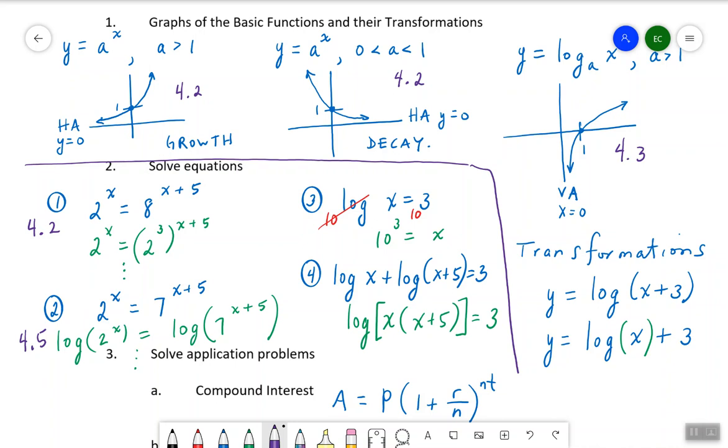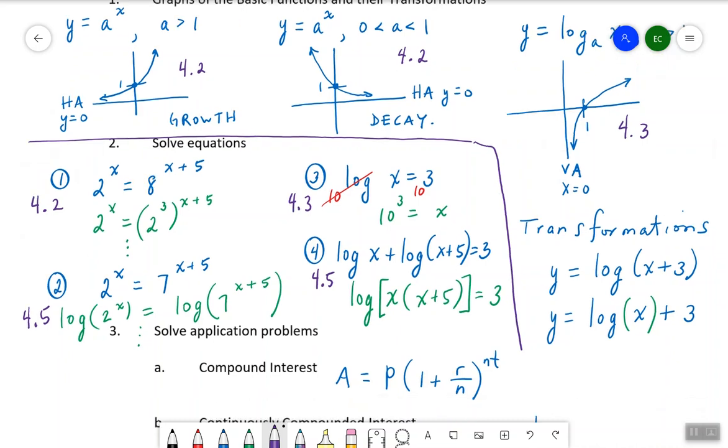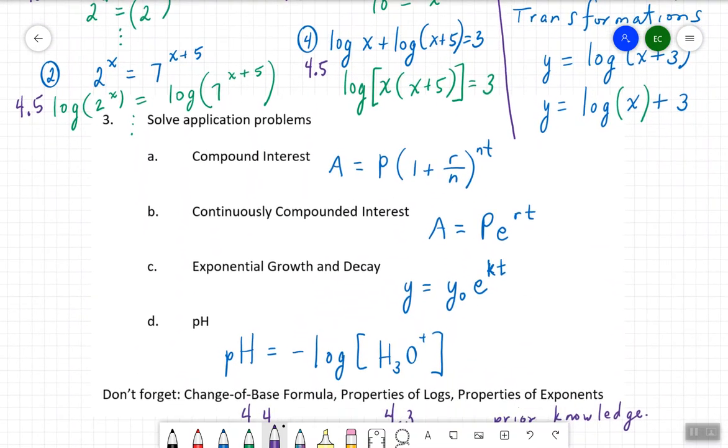And similarly over here, example 3 was in section 4.3. It was an easier example of an equation with a logarithm in it. And then example 4 is an example of a harder equation with a logarithm in it. It was in section 4.5. Okay, and let's keep going.